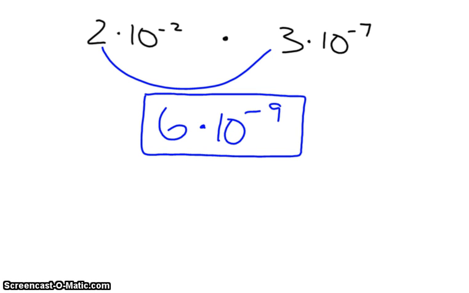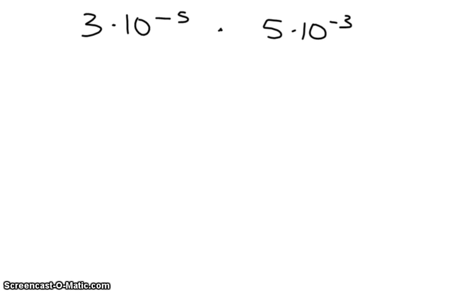We know that will be a very, very small number. It would be 6 with 8 zeros before it, before we get to that decimal point. So it would be 0 point, 8 zeros, and a 6, if I was to write that out.